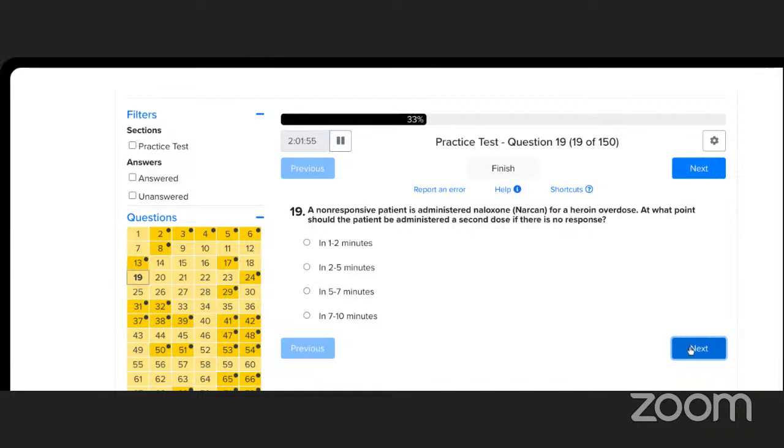I'm also gonna skip. This number 20 has to do with patients that are seizing. What's the preferred position so that they do not aspirate?